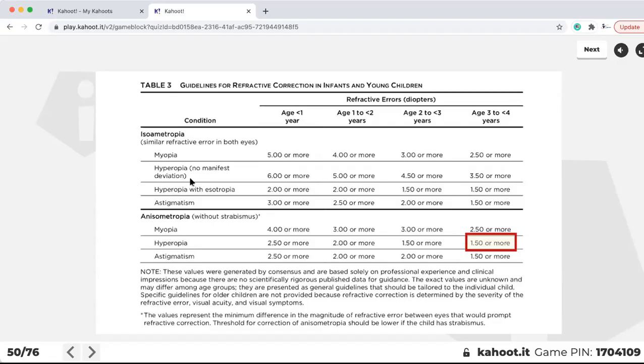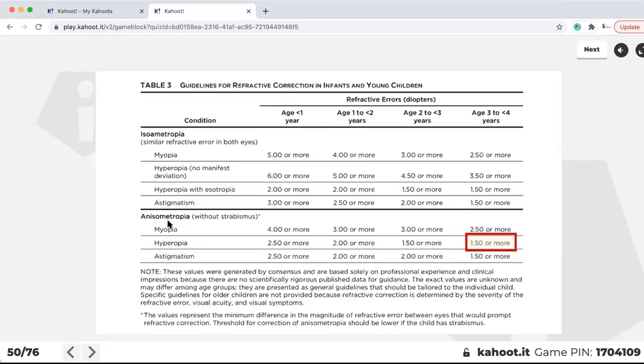So in the exam, they asked about a child who has minus 1.75 cylinder in both eyes. Here the child is 3 years old and has a cylinder of 1.75. So he can be considered a candidate for glasses since he has isoametropia with astigmatism of minus 1.75 in both eyes, with a cylinder of the same degree in both eyes. So this can be the number one indication, unless we have an anisometropia that needs the glasses more.